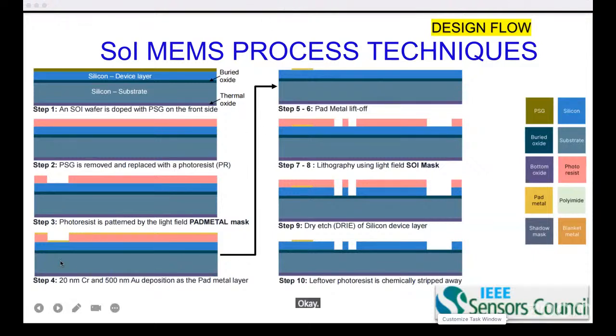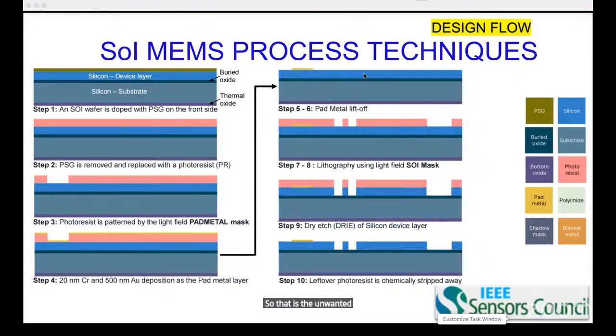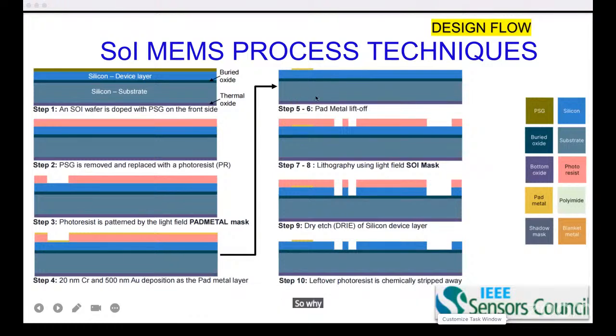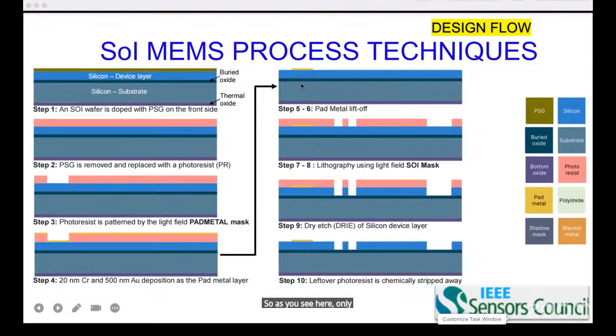And now, after depositing this layer, comes something called pad metal lift off. So the unwanted layers of the metal and the photoresist will be removed. You can compare step 4 and steps 5 and 6. Why we put it as 5 and 6 is that it is not a single step. Initially the metal will be removed and the residual of the photoresist also will be removed. As you see here, only this metal pattern in the required place is available.